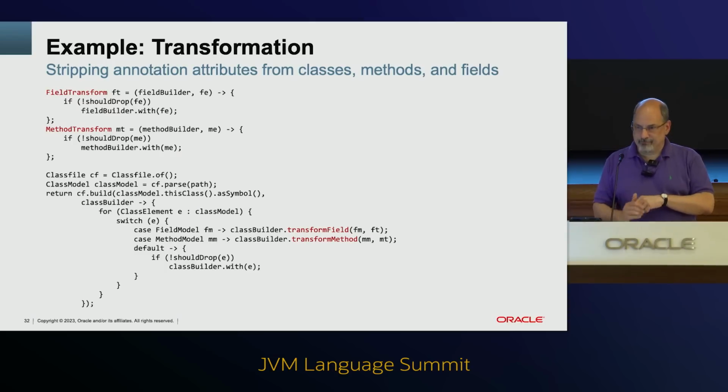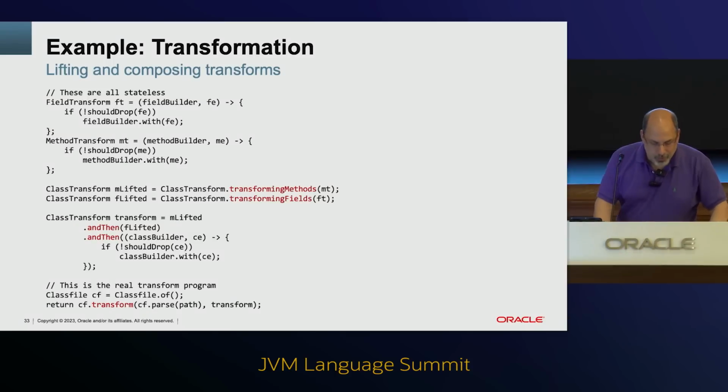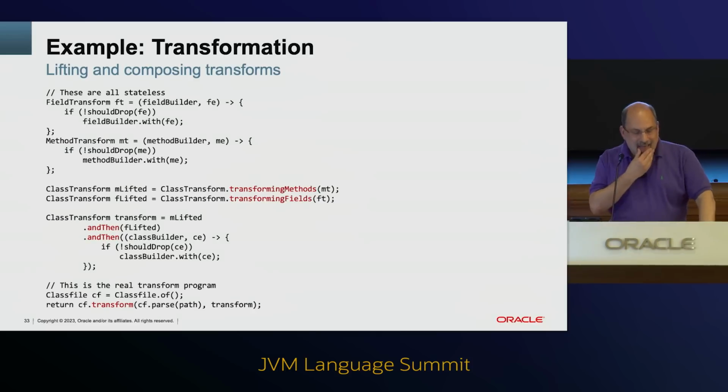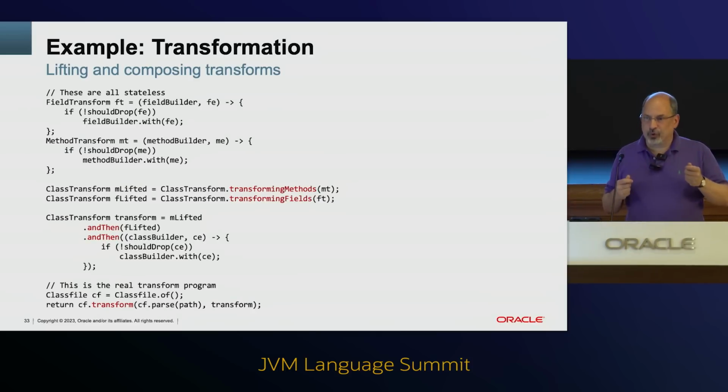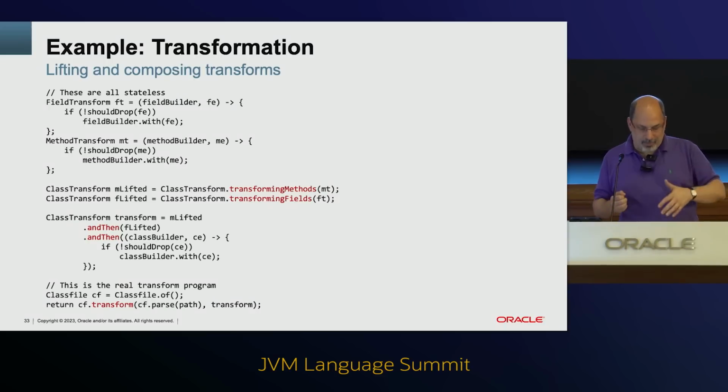But we can do better. And this is the part that took us a long time to get to. So I have the same field and method transforms as I had before. And what is a field transform? It's a transform on a stream of field elements. And a method transform is a transform on a stream of method elements. But my main loop here is looking through class elements. I want to transform on class elements.